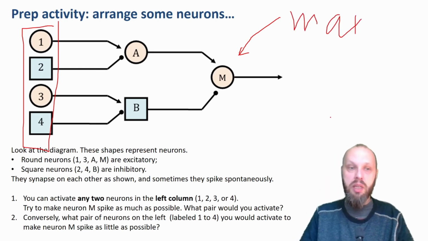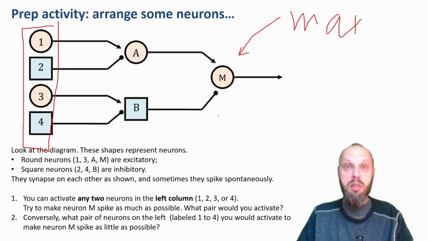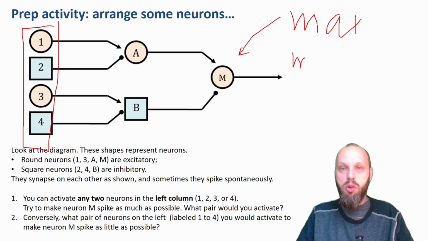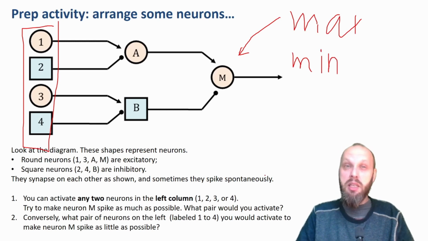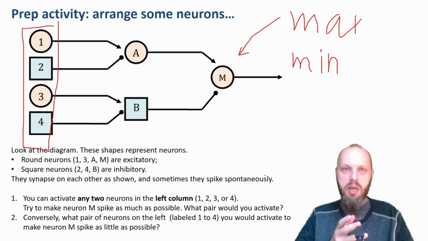That's assignment number 1. And then assignment number 2 is kind of the opposite. So again, you can pick any 2 neurons out of the 4 on the left, but now your goal is to minimize the spiking of the neuron M. And because minimizing is a little bit weird, like how can you minimize something that is silent? Let's assume that either they have some other inputs coming from other parts of the brain, or maybe they just spike spontaneously every now and then.